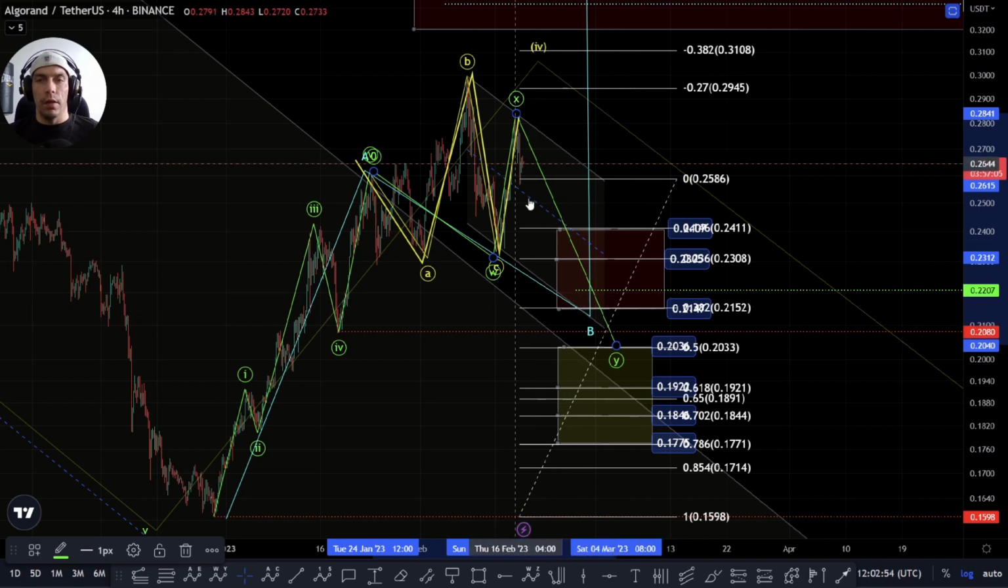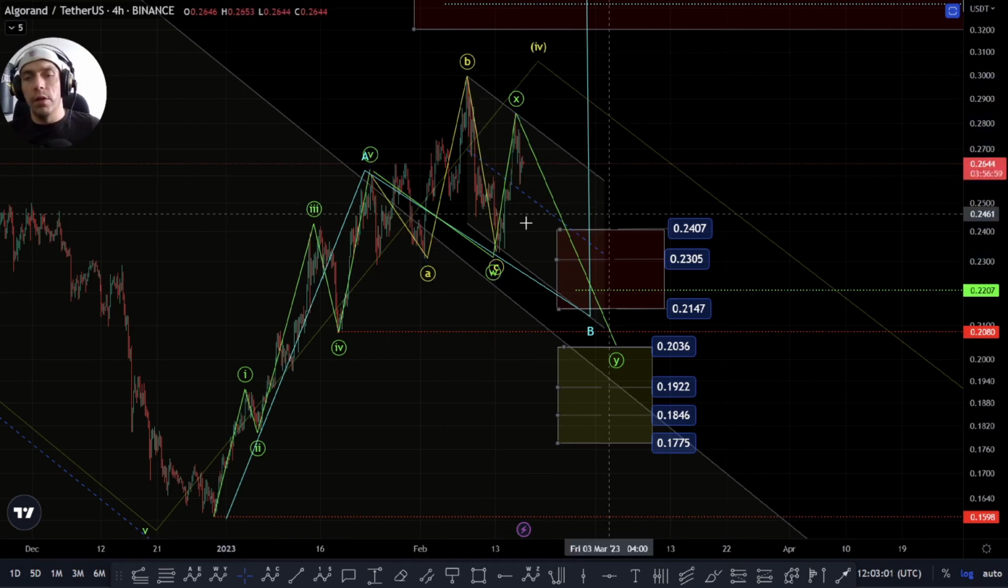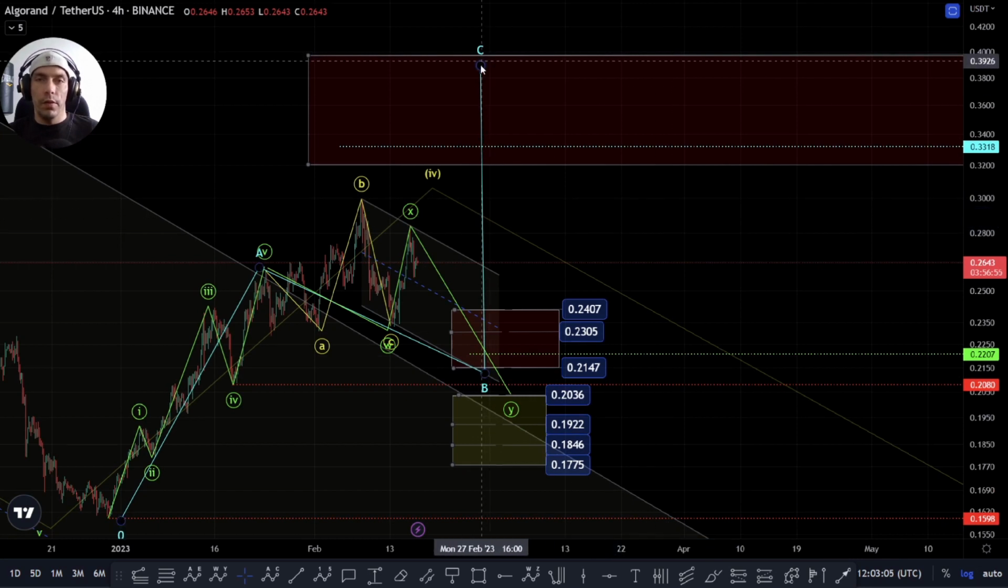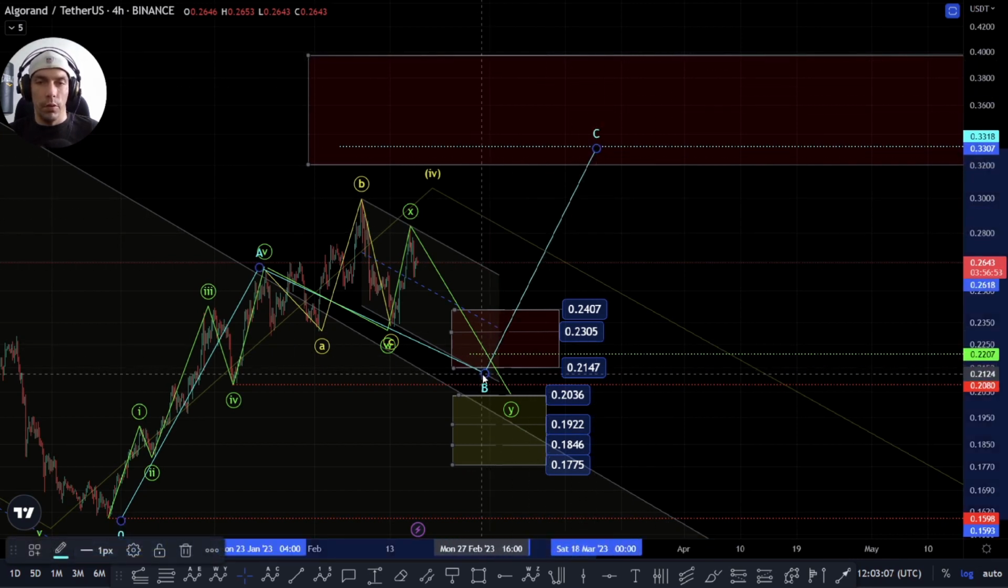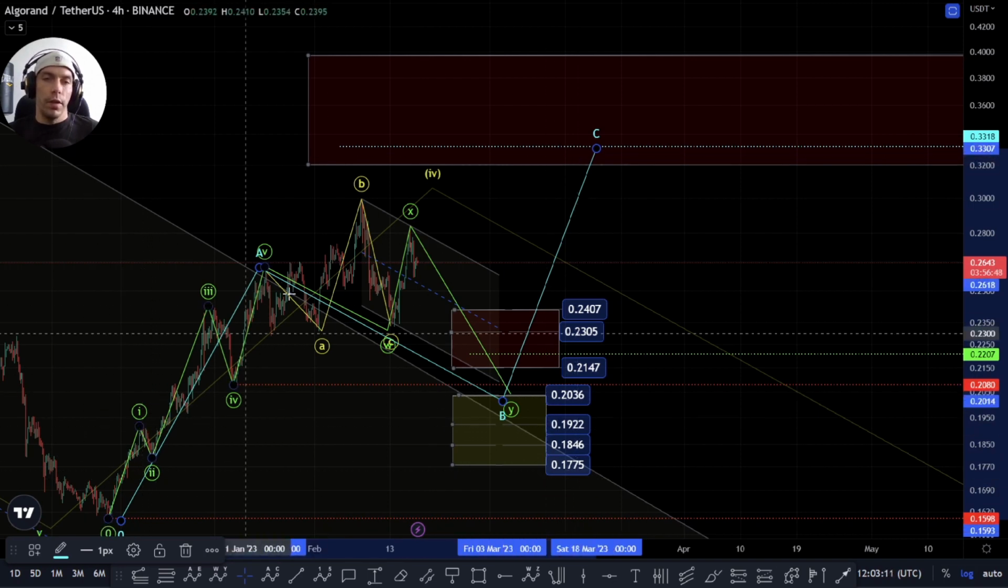If it is another kind of correction, then potentially this 2152 would suffice. So that's looking for the potential to come down here. If we do move down into that location, basically what we'd be doing is looking for the possibility of just forming this as a B, and a C to the upside, like I said.